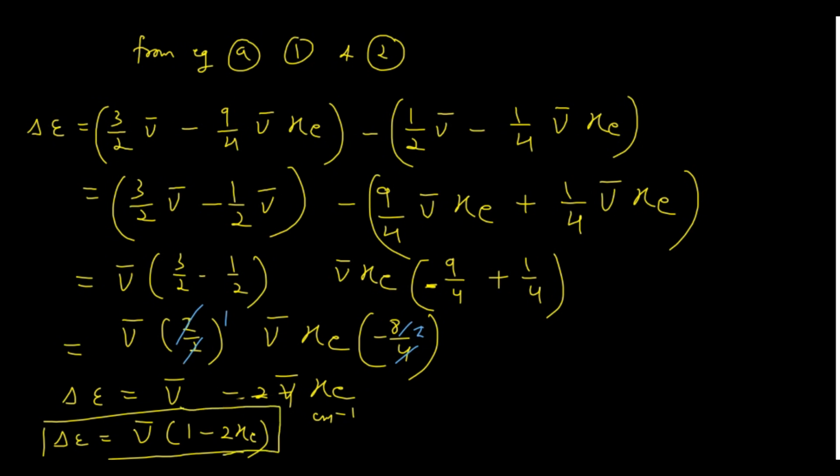So what result are you getting? If you are including the anharmonicity constant, then for the fundamental vibrations, your delta E equals nu bar times 1 minus 2 XE. That means you need to take this XE into account also, and this is in centimeter inverse. I hope this is clear to you.